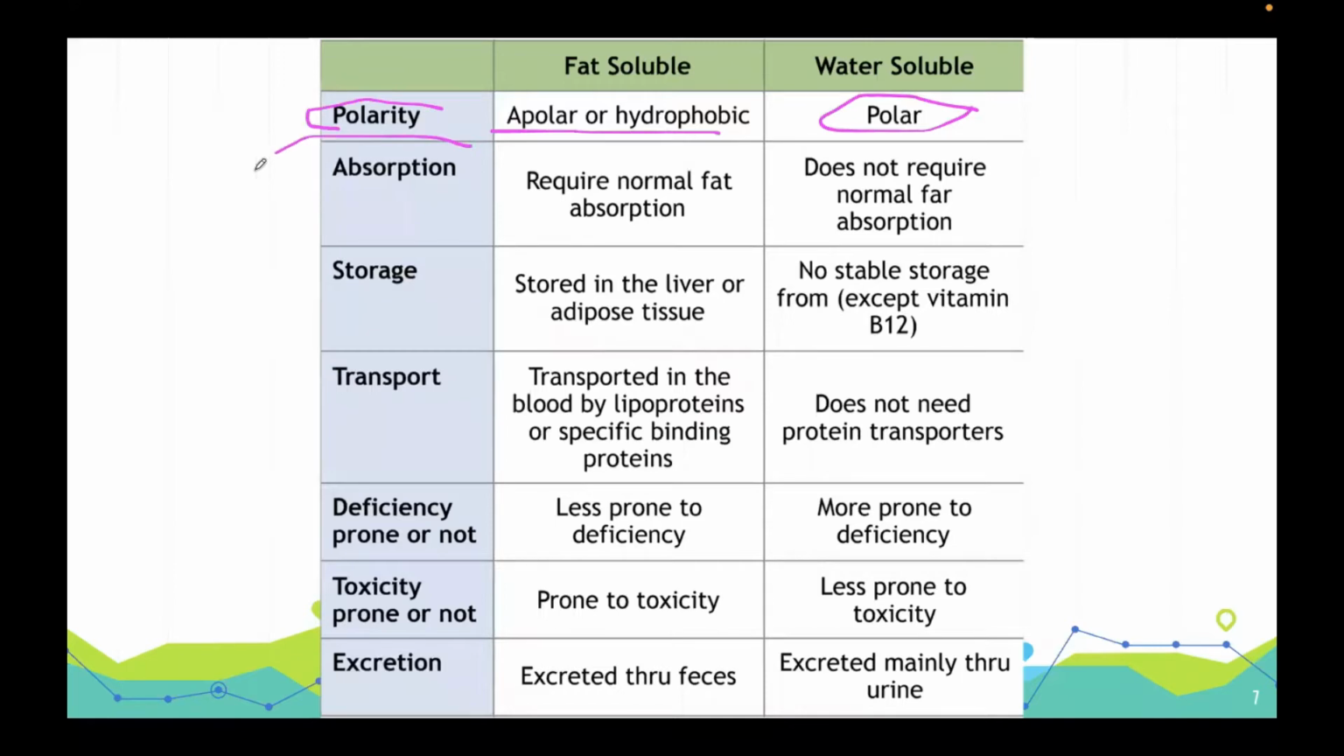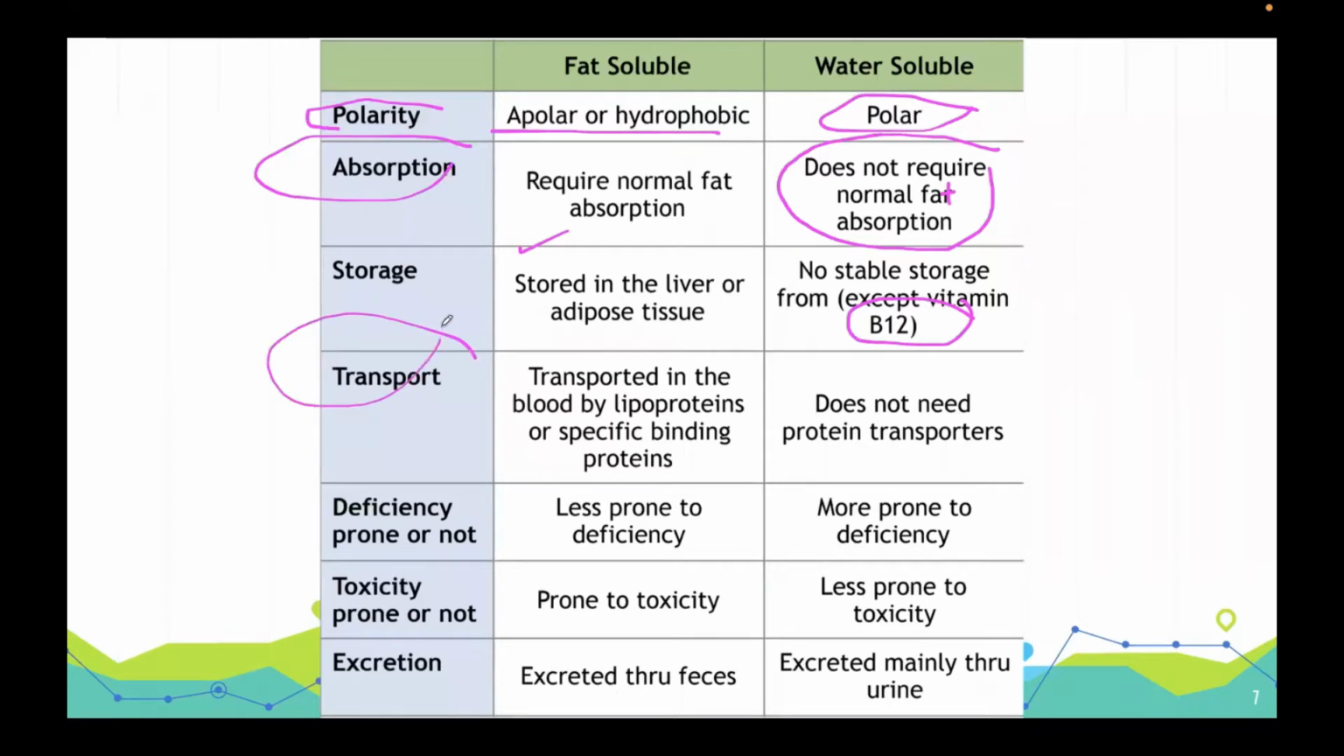Next, when it comes to absorption, your fat-soluble vitamins, they require normal fat absorption. Meanwhile, your water-soluble, they do not require normal fat absorption. Next, for the storage of your vitamins, pag fat-soluble, they are stored in the liver or in the adipose tissue. Tatandaan. And except yung ating mga water-soluble, there is no stable storage except yung mga tinatawag natin na vitamin B12. Again, yung mga water-soluble vitamins natin, wala silang stable storage form except for the vitamin B12.